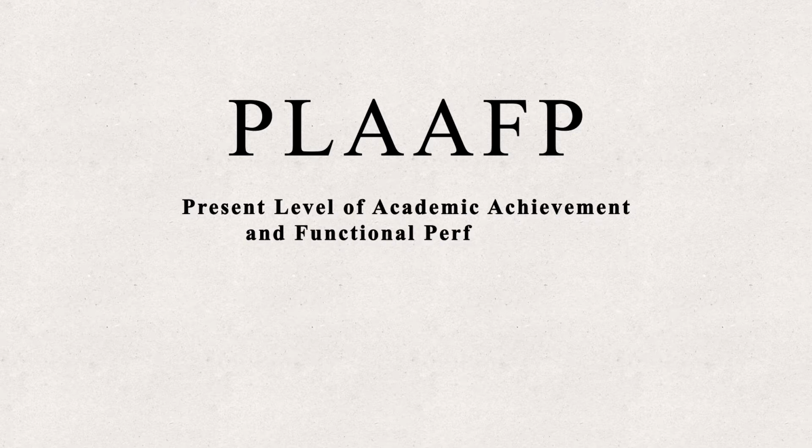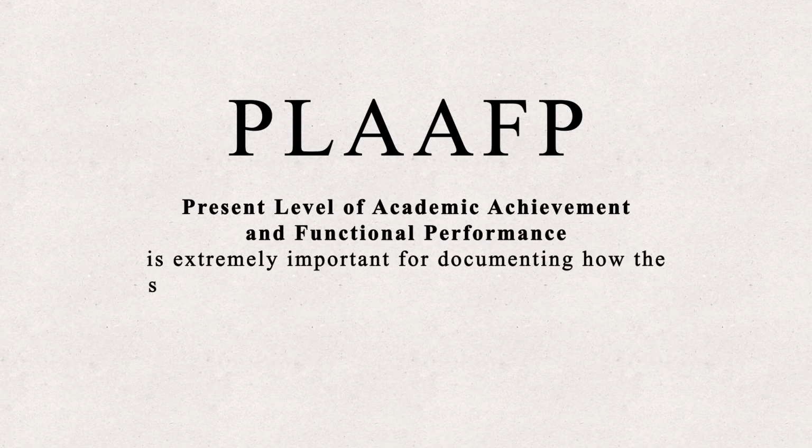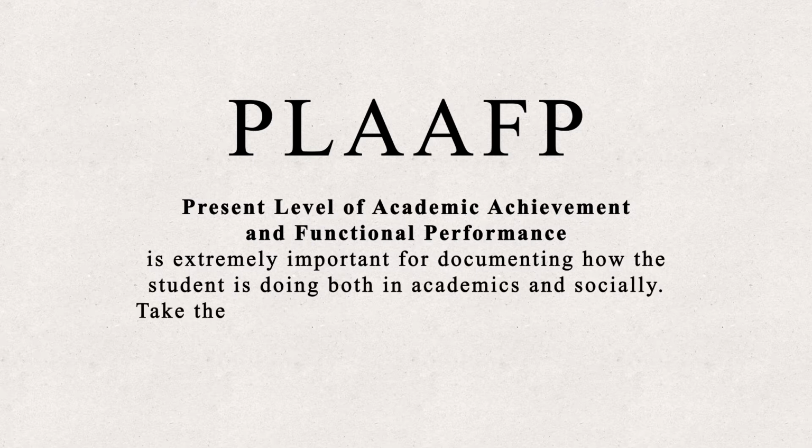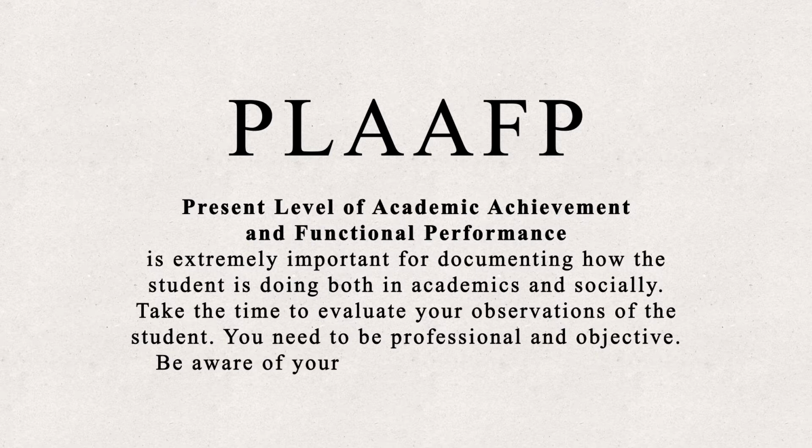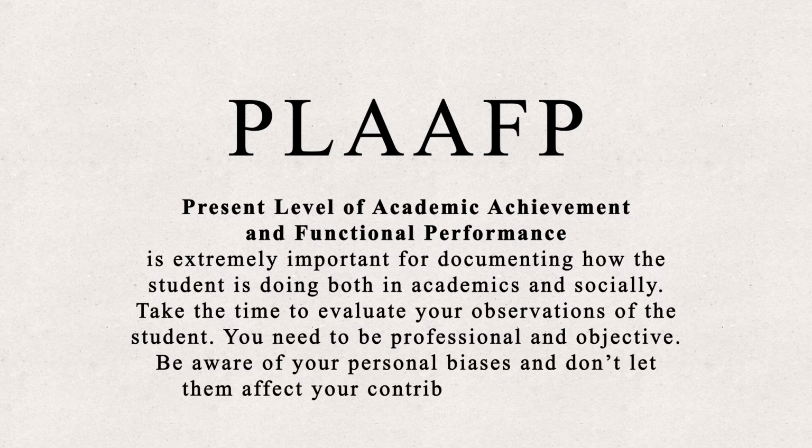The PLAAFP, Present Levels of Academic Achievement and Functional Performance, is extremely important for documenting how the student is doing both in academics and socially. Take the time to evaluate your observations of the student. You need to be professional and objective. Be aware of your personal biases and don't let them affect your contributions to the IEP.